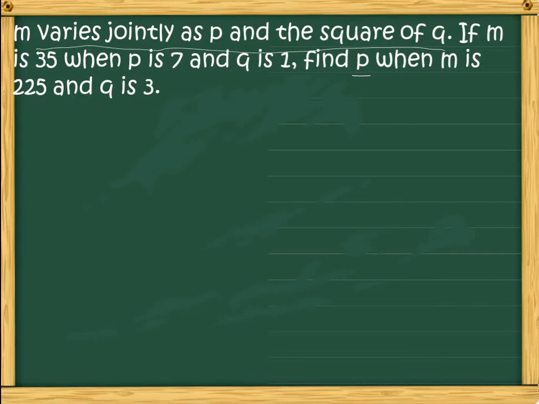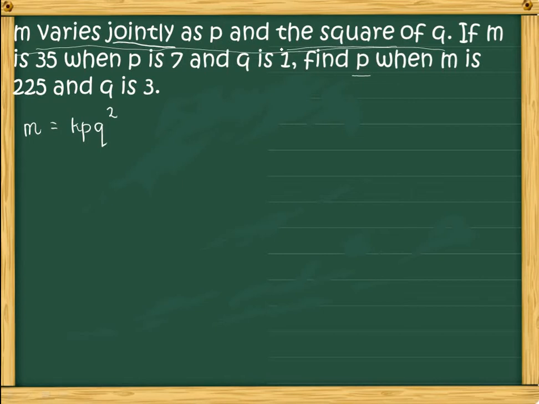Pero ano ba yung unang variable na binanggit sa unang statement? M. So, we need to isolate M. M is equals to, so we have the word jointly. So, we're just multiplying K to P and to the square of Q. So, if we're going to write the statement M varies jointly as P and the square of Q, the equation will be M is equals to K times P times Q squared. Bakit si Q ay naka-square? Dahil po sa word na the square of Q.